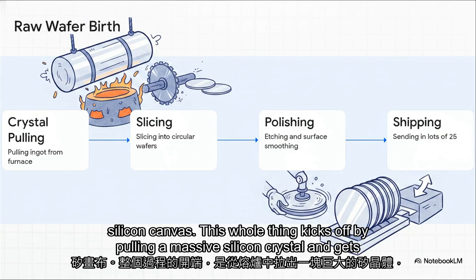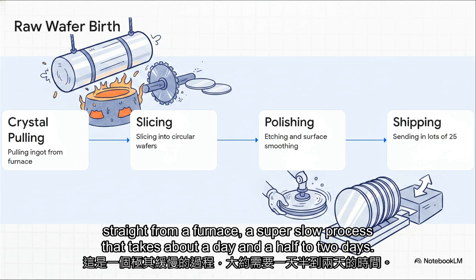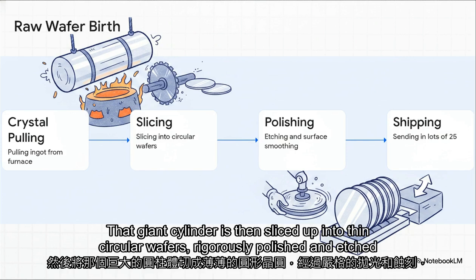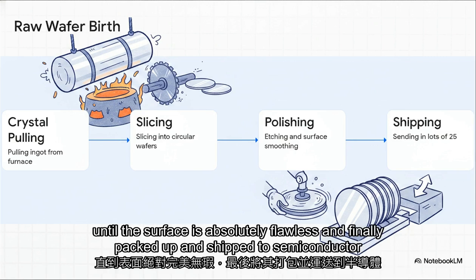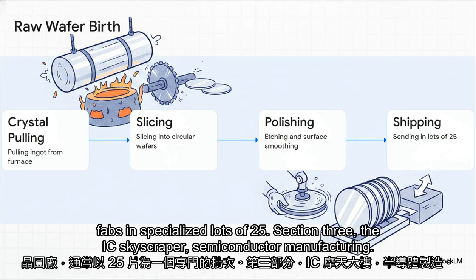This whole thing kicks off by pulling a massive silicon crystal ingot straight from a furnace, a super slow process that takes about a day and a half to 2 days. That giant cylinder is then sliced up into thin, circular wafers, rigorously polished and etched until the surface is absolutely flawless, and finally packed up and shipped to semiconductor fabs in specialized lots of 25.